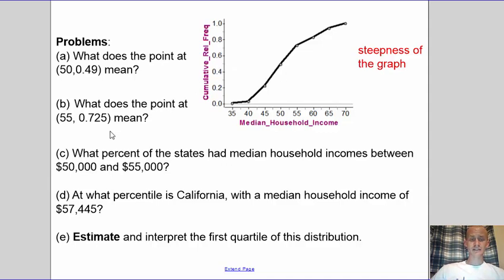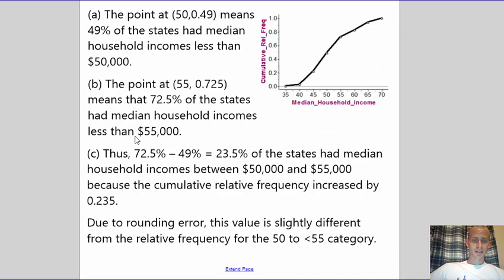For 50, we had 0.49, and for 55, we had 0.725. So we can subtract those from each other, 0.725 minus 0.49, and we get our answer. That's about 23.5% of the states had a median household income between 50 and 55,000. So we subtracted those, and that gave us that cumulative relative frequency.